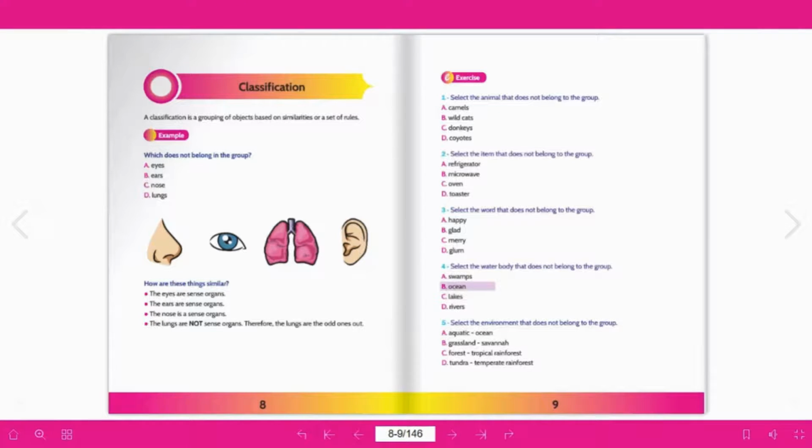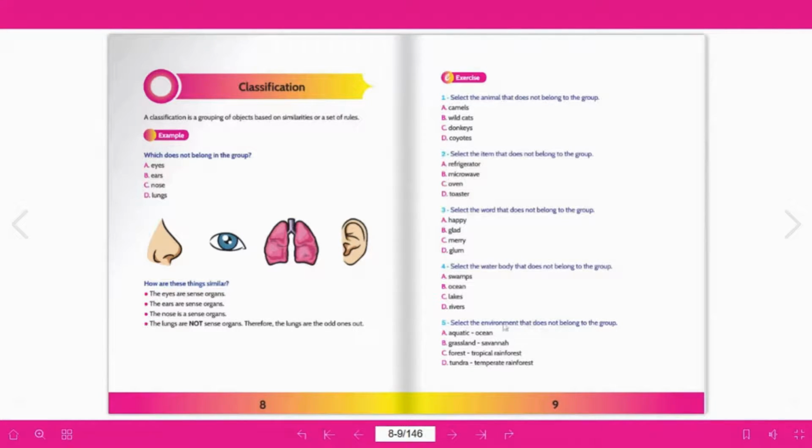All right, so guys, what you want to do is to look at the options, see if you can figure out the similarity. 3 will have something similar, and the one that does not, then that would be the odd one out. Look at question 5. It says, select the environment that does not belong to the group. Now, this is a little bit more challenging. You have aquatic, ocean, grassland, savanna, forest, tropical rainforest, tundra, temperate rainforest.